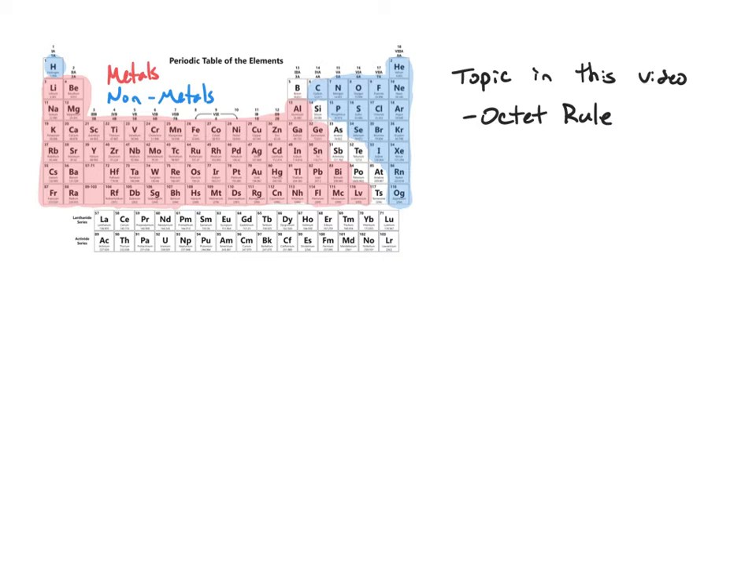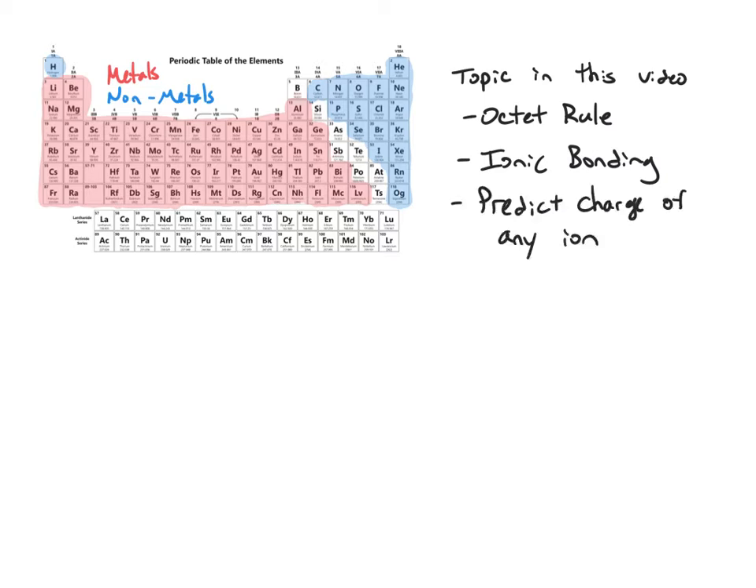And then I'm going to introduce to you the concept of ionic bonding and also explain to you why ionic bonds happen. Finally, I'm going to show you how you can use your periodic table to predict the charge of any particular element based on its position on the periodic table. It has to do with the valence electrons. So buckle up, get your notebook ready, here we go.